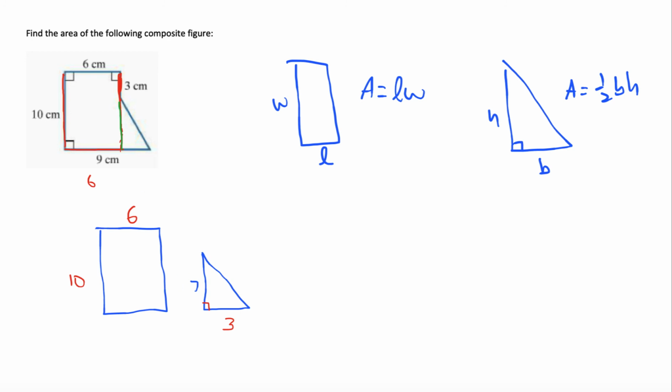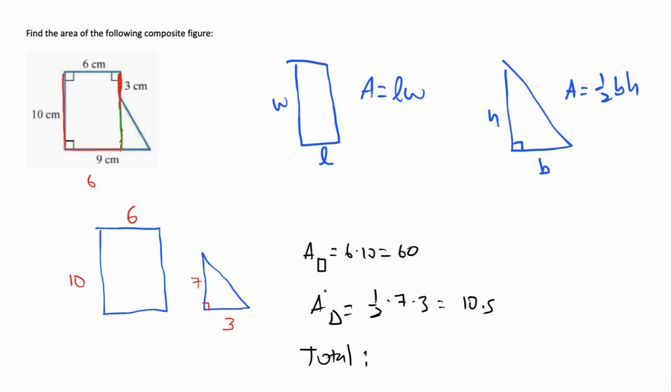All right, so now that we have the dimensions, you remember, the key is to get the dimensions first, we should be able to get the areas. The area of the rectangle part is just going to be 6 times 10, which is 60. And then the area of the triangle here is going to be 1/2 times 7 times 3, which is 10.5. So then the total area, we could just add these together. In this case, we get 70.5 centimeters squared.